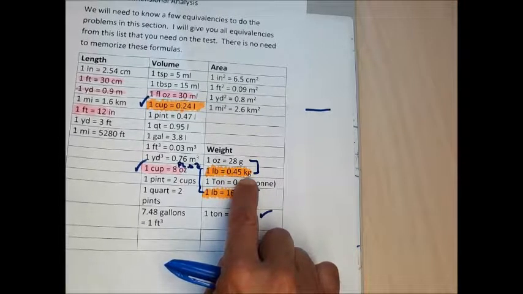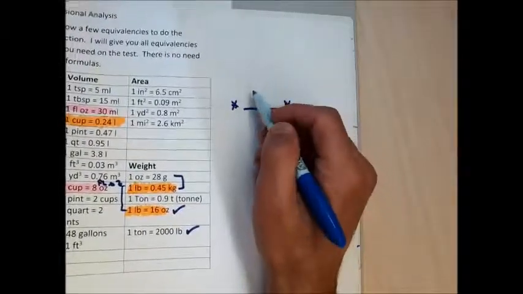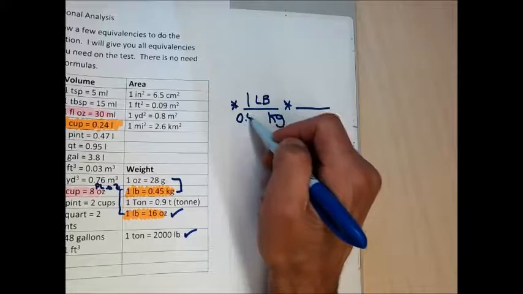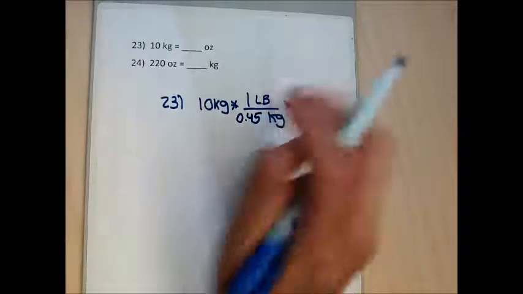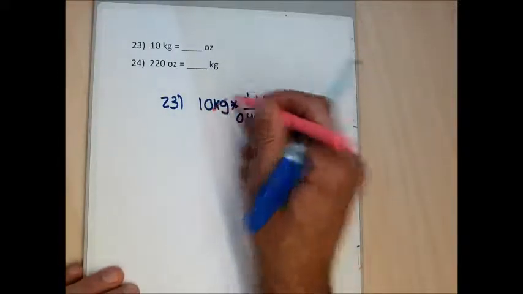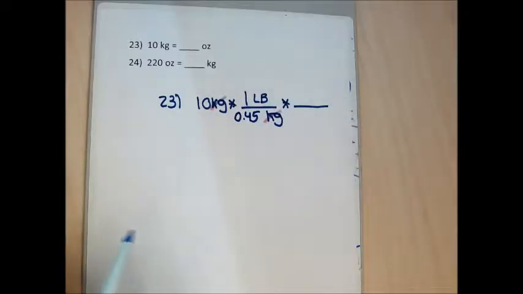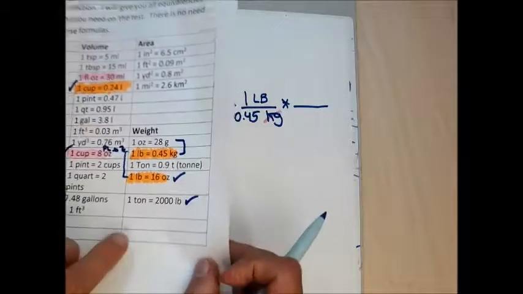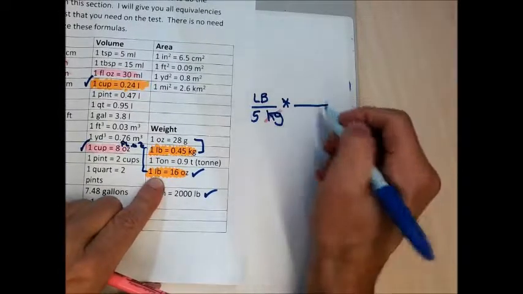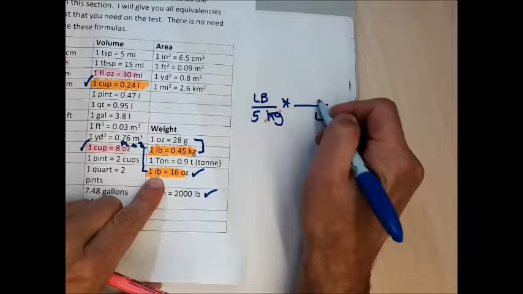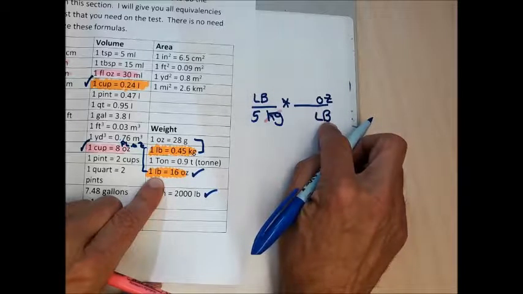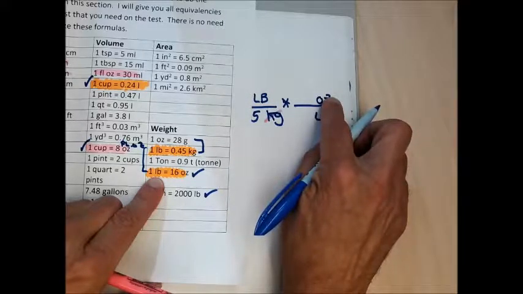Because I'm trying to get rid of kilograms, the only one I see with kilograms has 1 pound equals 0.45 kilograms. That takes me out of the world of kilograms into the world of pounds. But in 23, I want to end up with ounces. So I need to get rid of pounds and wind up with ounces. To get rid of pounds, pounds goes in the denominator. To wind up with ounces, ounces go in the numerator.